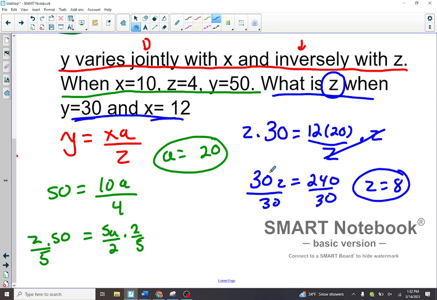How do you know for a fact that it's the same, jointly and inversely? It's one question. This would be like question number 3 in that case. So it's all within the same thing.